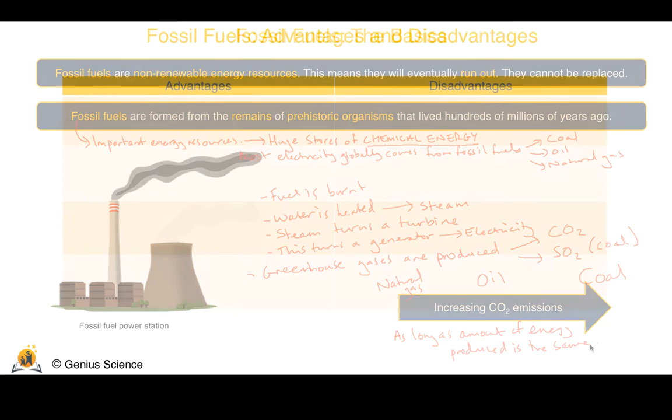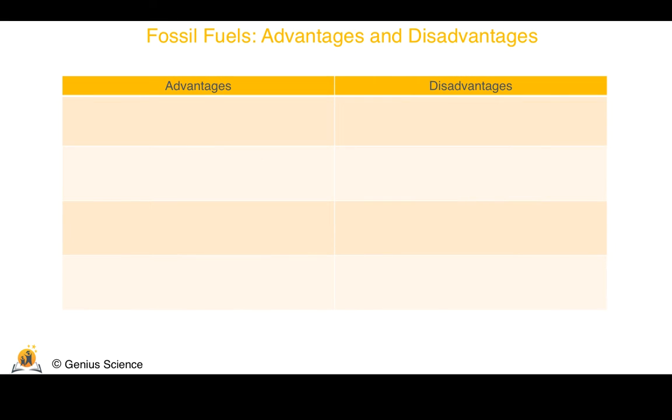We will now look at the advantages and disadvantages of using fossil fuels as an energy resource. A big advantage of fossil fuels is that they are cheap and easy to obtain. We can drill for oil or mine for coal easily. We've been doing both of these for a very long time.